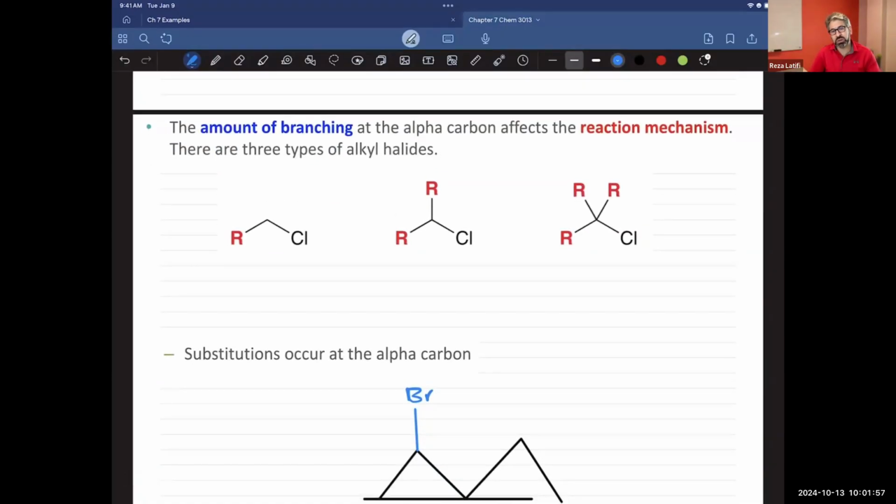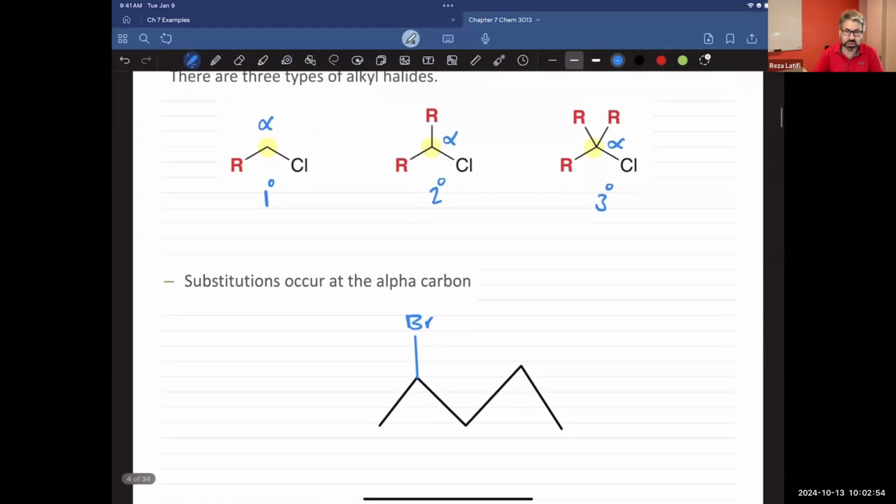Now, it depends how many carbons are attached to the carbon that is holding the halide. The reaction might decide to go with a different mechanism, or the output is going to be different. So we need to know technically the steric effect, how many bulky groups are attached to the carbon that is holding the halide. The carbon that is holding the halide, we call it the alpha carbon. If it's attached to only 1 carbon, we say this is going to be primary. If it's attached to 2 carbons, it will be secondary. And if it's attached to 3 of them, it will be tertiary.